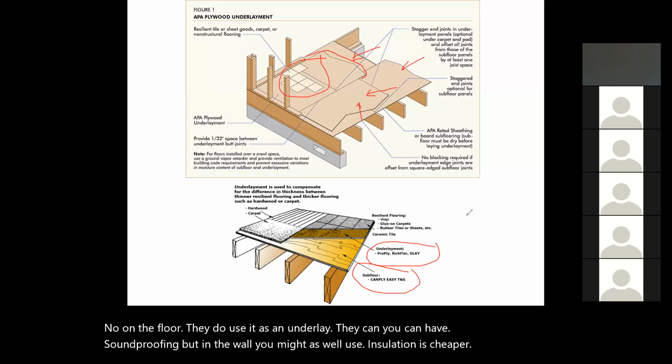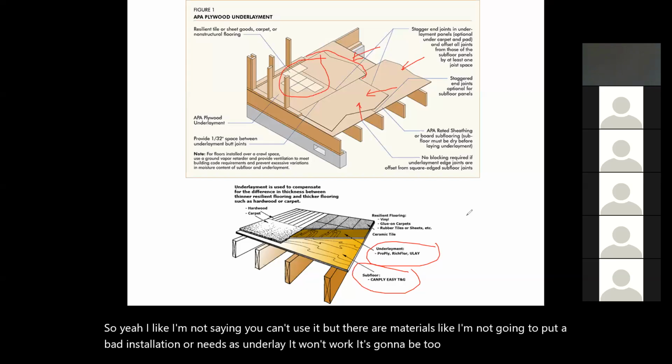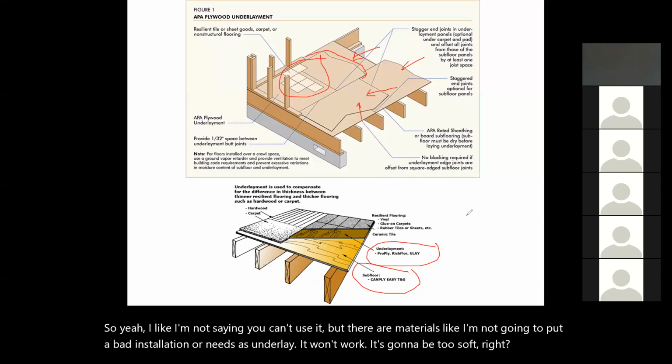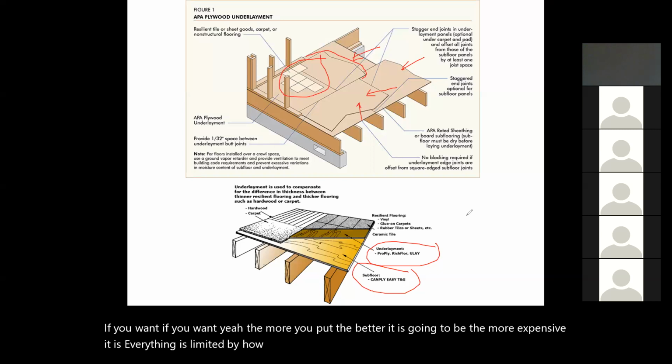I'm not saying you can't use it, but I'm not going to put a bad insulation underneath as an underlay. It won't work because it's going to be too soft. But if you really want the room to be soundproof, you could put the insulation and then put a cork over it. The more you put, the better it is going to be, the more expensive it is. Everything is limited by how much money you want to spend or your client wants to spend. You understand? All right, perfect.